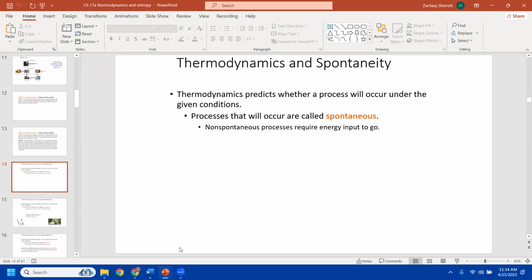So, thermodynamics is going to help us predict whether a process will occur under a given set of conditions. Processes that will occur are called spontaneous. A process that is non-spontaneous will require energy for that to happen. Somebody give me an example of a spontaneous situation. What's something that's spontaneous?